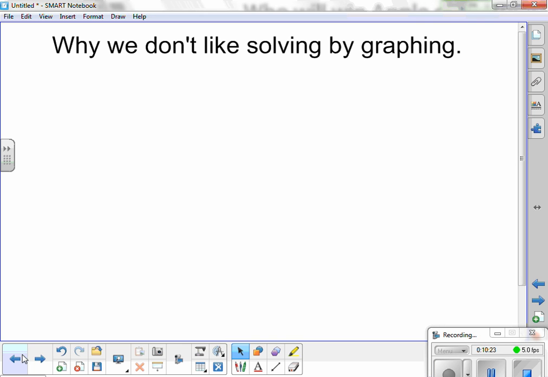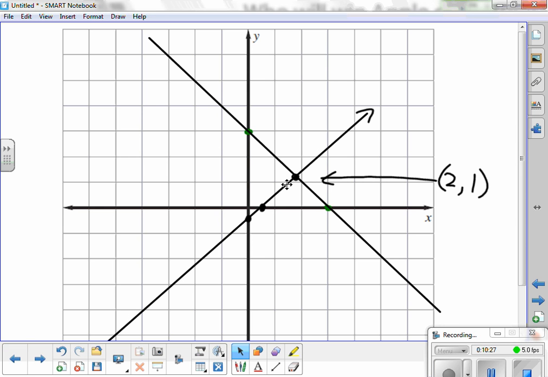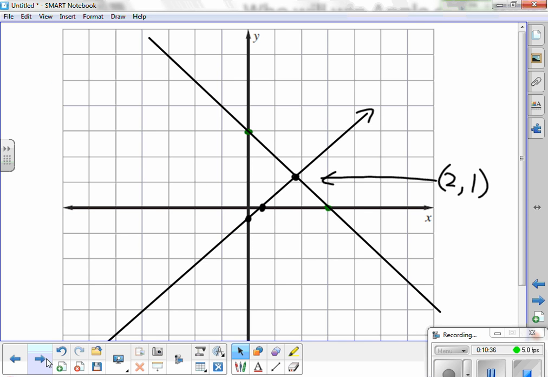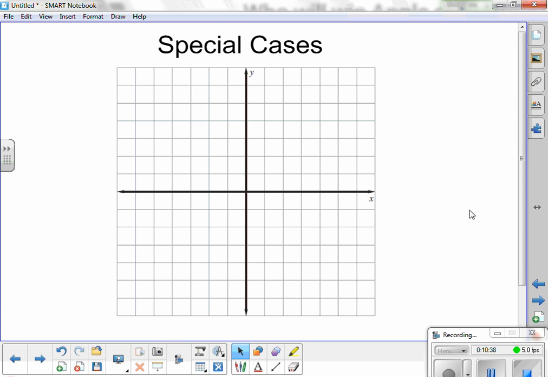And unless you have a bunch of nice graphing tools or a graphing calculator, you probably might be off by a little bit, just like I was right here. Especially if you have fractions that you're trying to estimate by. That's why we actually don't like doing by graphing unless we have some type of graphing tools or something like that.